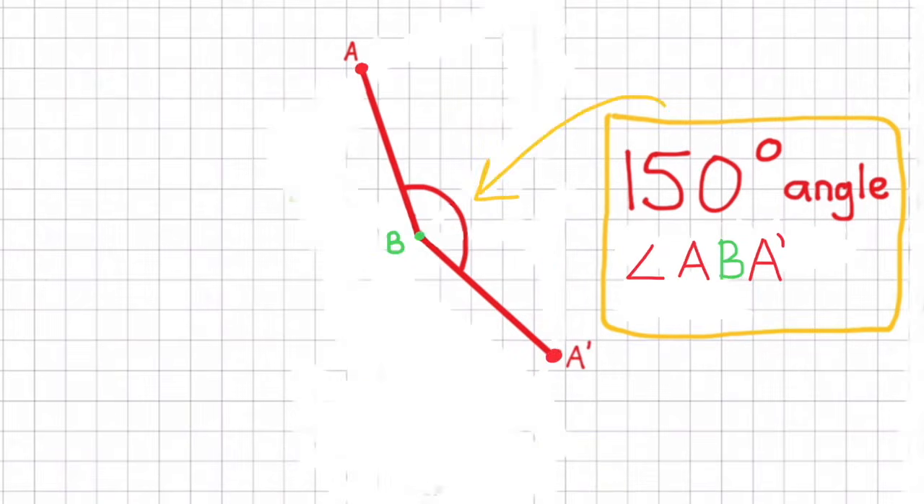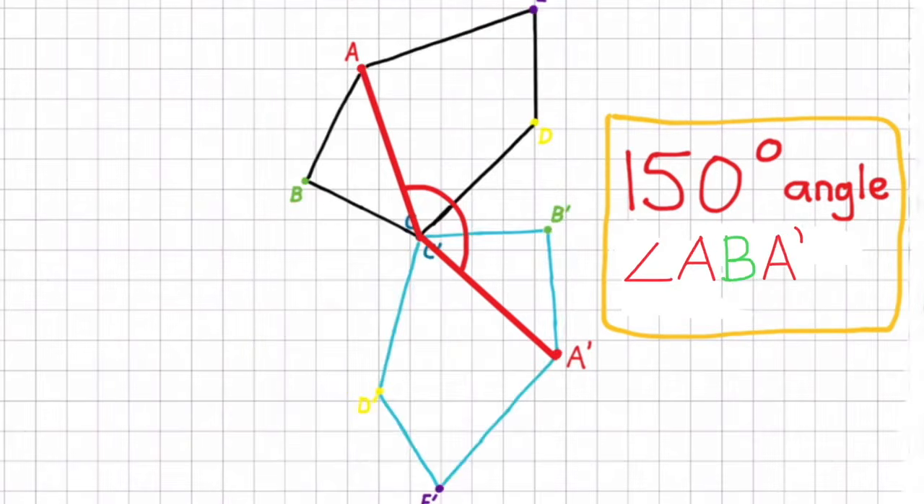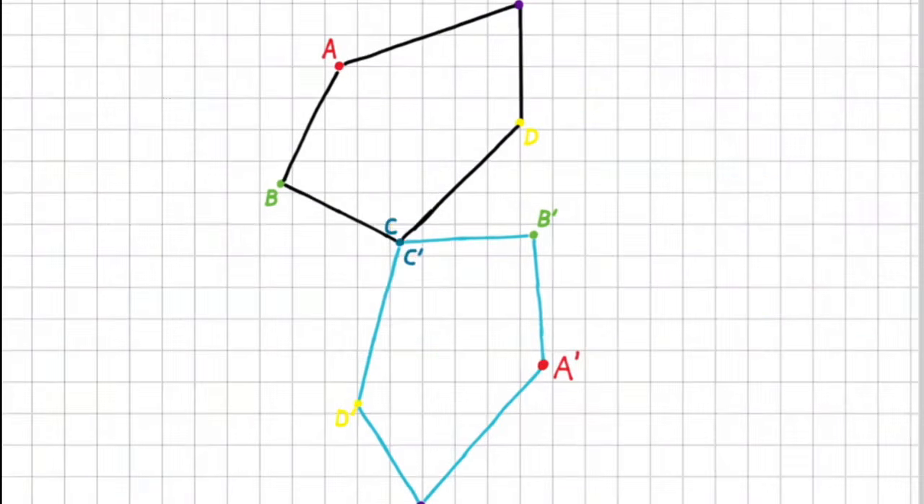When I remove all the other lines around it, you can tell that the angle A, B, A prime is 150 degrees. Again, if you were to line up a protractor, you'd be able to tell that the angle of rotation in this case was 150 degrees.